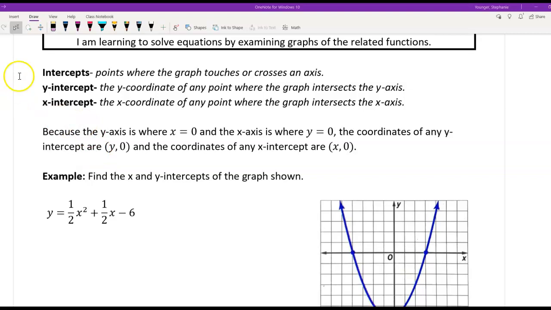So a couple key points we need to talk about first. Intercepts. You should know this by now. Points where the graph touches or crosses an axis. Y-intercept, the y-coordinate of any point where the graph intersects the y-axis, and the x-intercept is the x-coordinate of any point where the graph intersects the x-axis. Because the y-axis is where x equals 0 and the x-axis is where y equals 0, the coordinates of any y-intercept are (0, y) and the coordinates of any x-intercept are (x, 0).